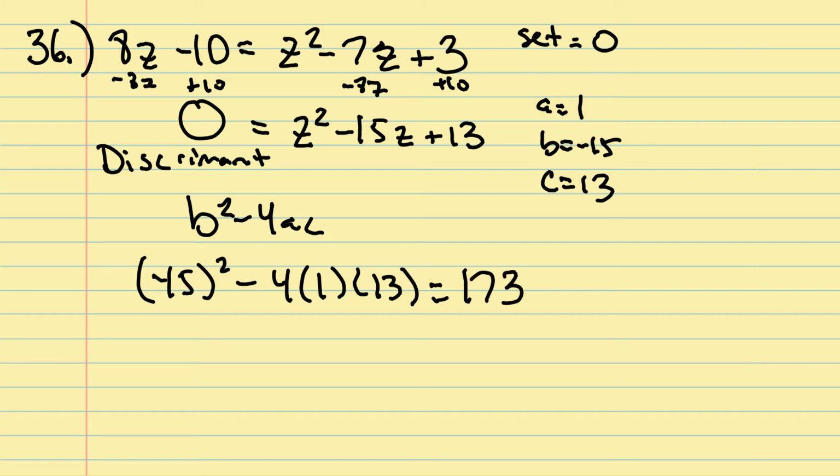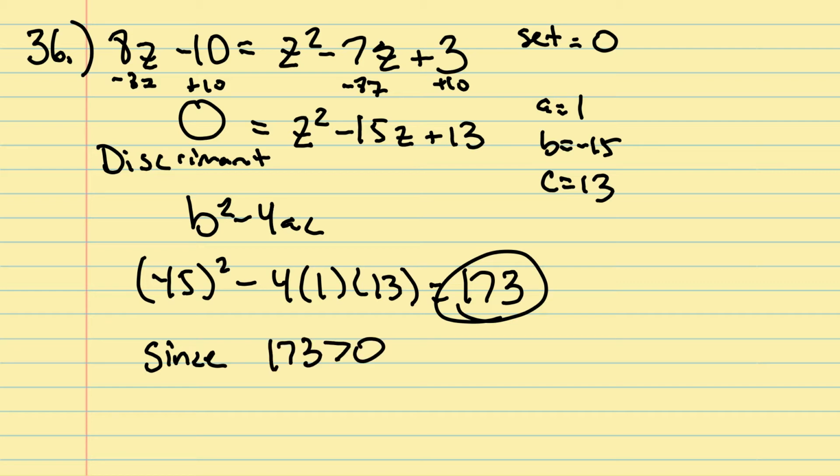Alright, since 173 is bigger than 0, or b squared minus 4ac is bigger than 0, there are two real solutions. That's it. For 40, we have 16t squared minus 7t equals 17t minus 9.